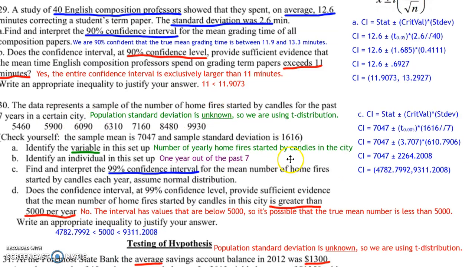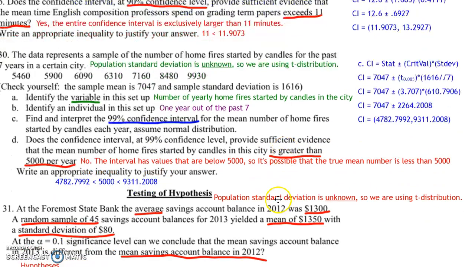For number 30, we do the same thing. Here's their confidence interval. And it asks us whether the confidence interval provides sufficient evidence that the mean number of home fires is greater than 5,000. Well, the confidence interval isn't exclusively above 5,000. There are some numbers that are below 5,000. So that means it's possible that the true mean number is less than 5,000. We are not given sufficient evidence to prove this.